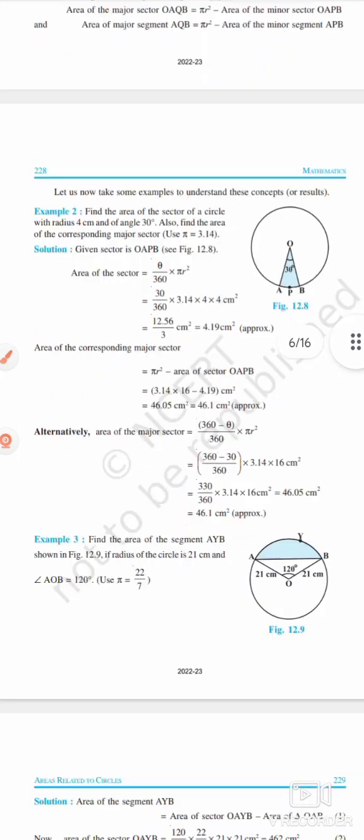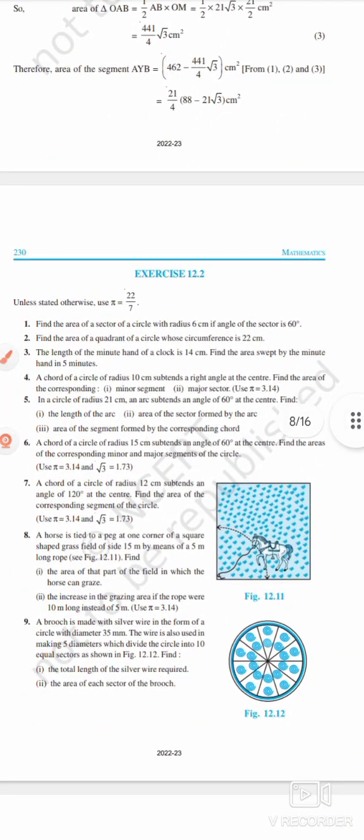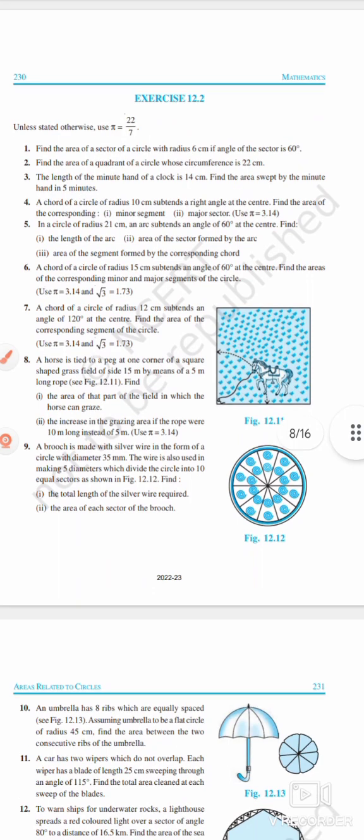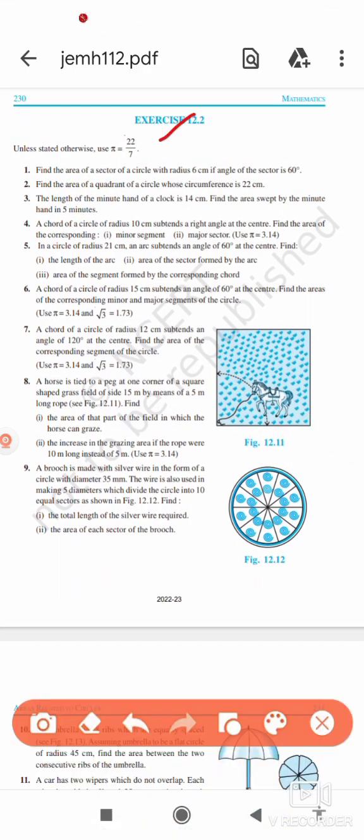Next, now let us move into a few sums. So here the first sum states that pi is equal to 22 by 7. Until and unless stated otherwise, I should use pi as 22 by 7. Okay. So first question, find the area of a sector of a circle with radius 6 centimeter if the angle is 60 degree.